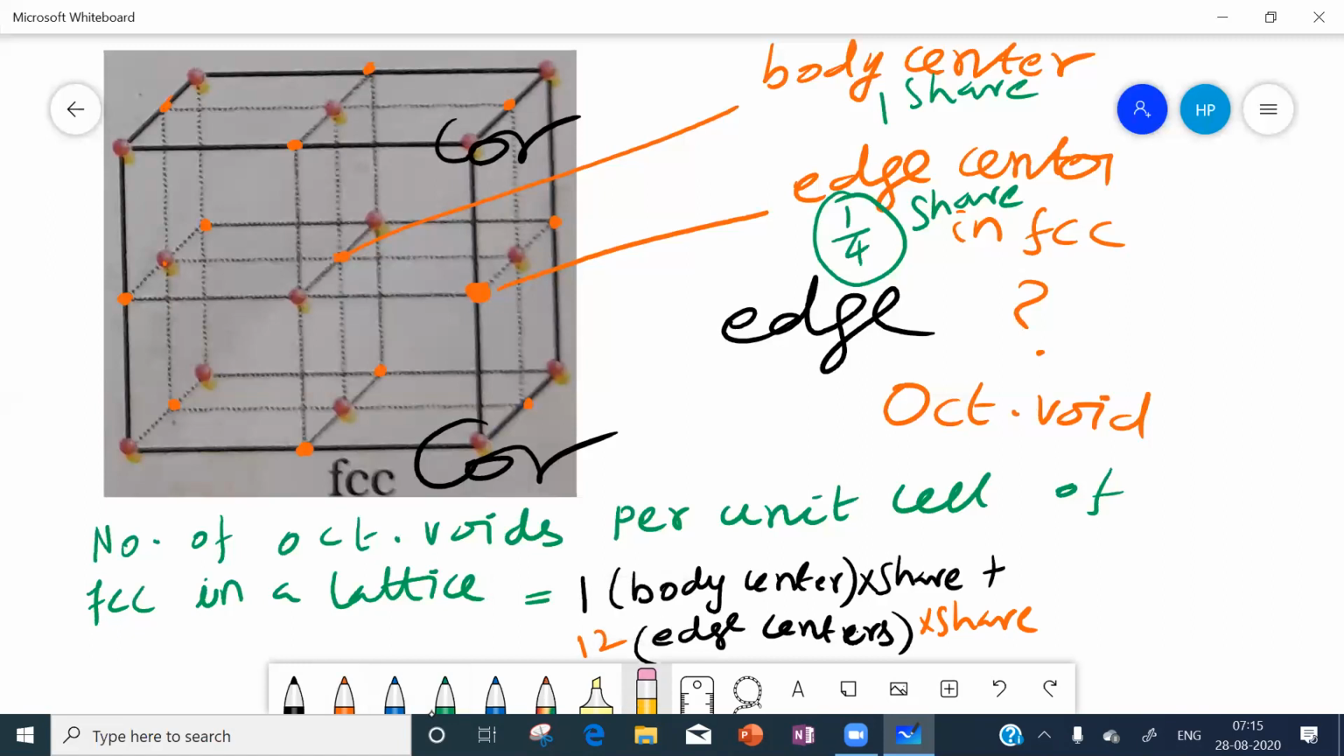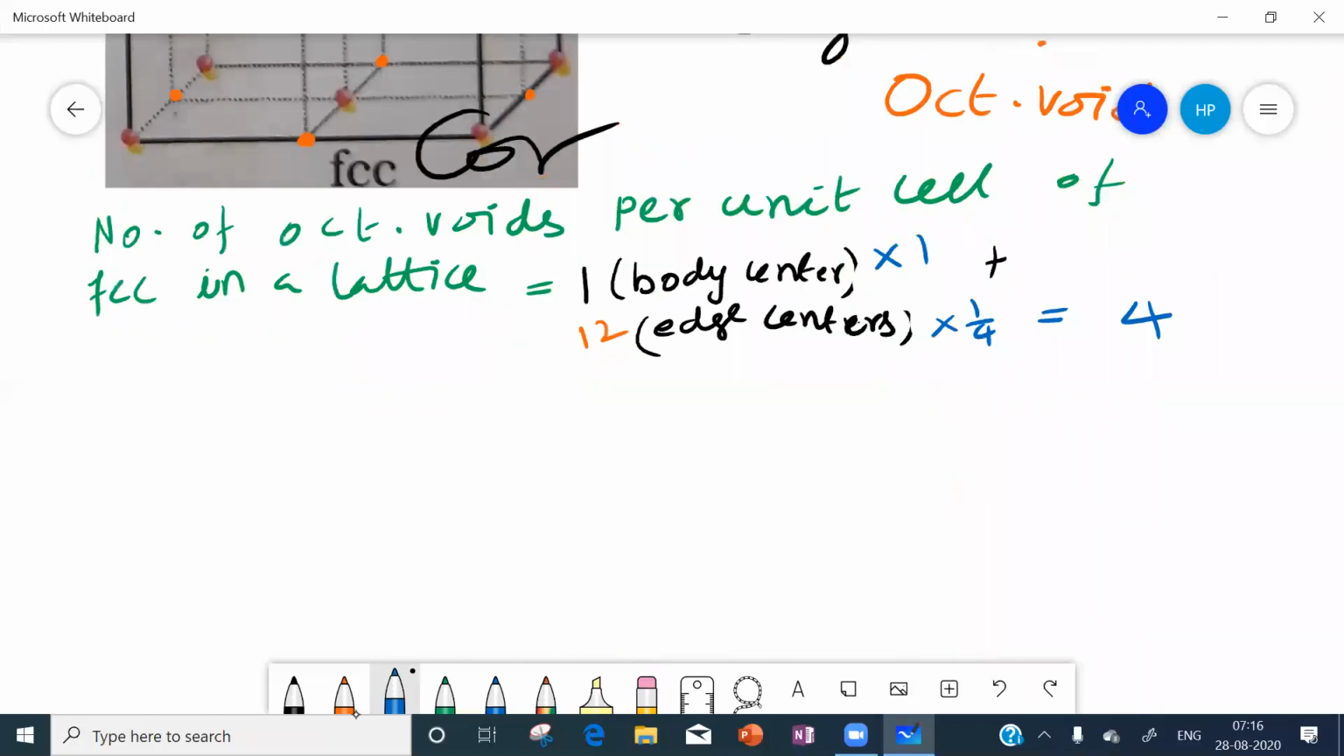Now we will substitute the share values. On substituting, body center share value is 1, edge center share value is 1 by 4. So we are getting 4. So the number of octahedral voids per unit cell of FCC in a lattice is 4. That we got.